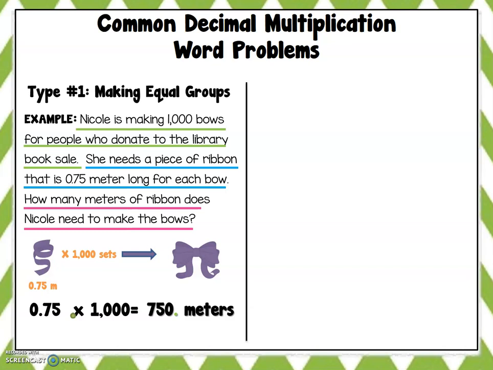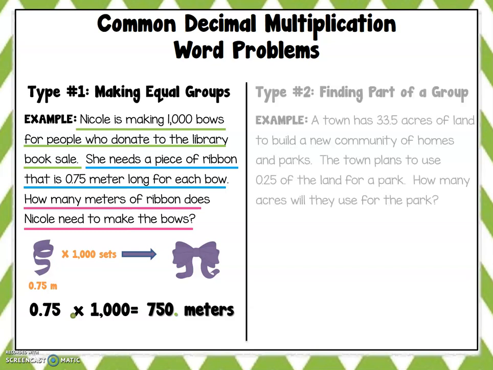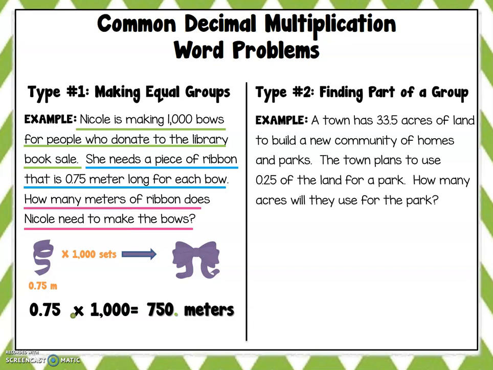So that's one type of common story problem you might see. You might also see multiplication word problems where you need to find a part of a group. For example, a town has 33 and 5/10 acres of land to build a new community of homes and parks. The town plans to use 0 and 25 hundredths of the land for a park. How many acres will they use for the park?